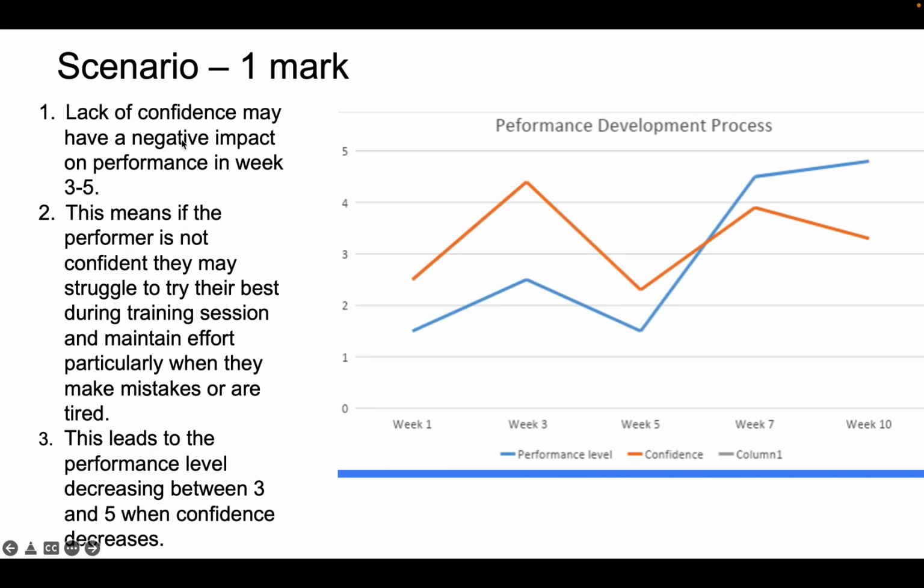Lack of confidence may have a negative impact on performance in weeks 3 to 5. So we can see here that it's decreasing. This means if the performer is not confident, they may struggle to try their best during training sessions and maintain effort, particularly when they make mistakes or when they are tired. This leads to the performance level decreasing between 3 and 5 when confidence also decreases.